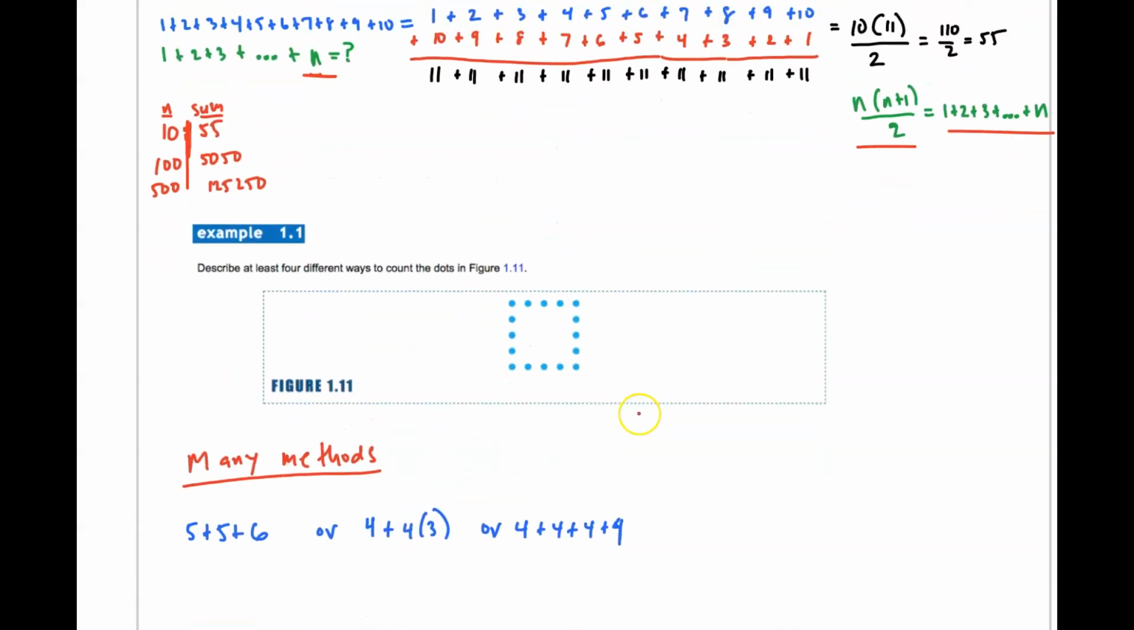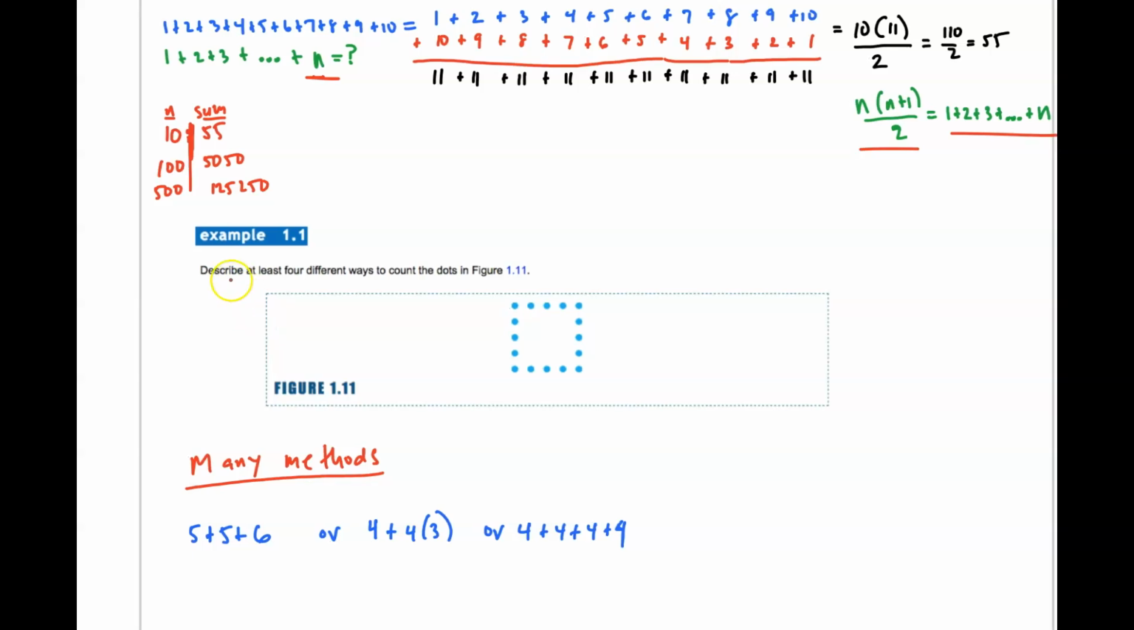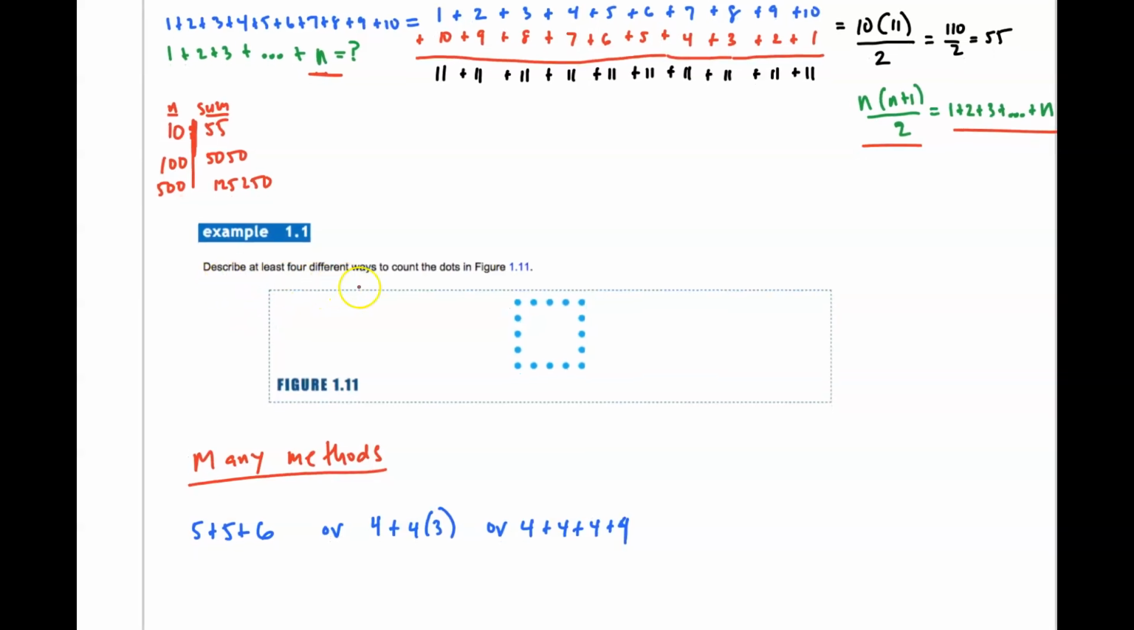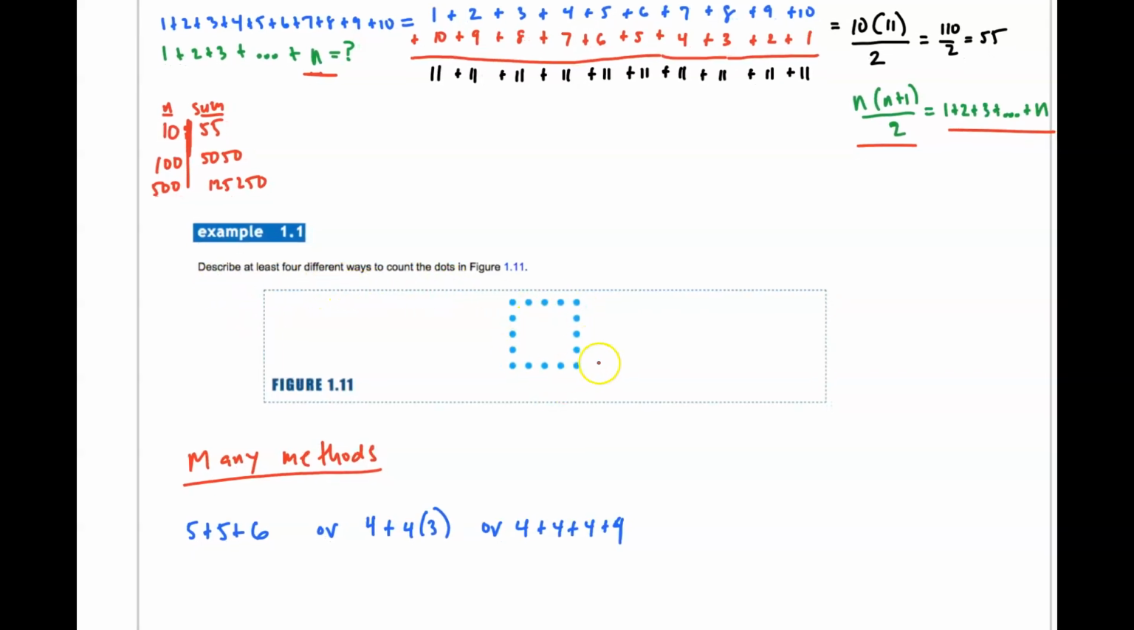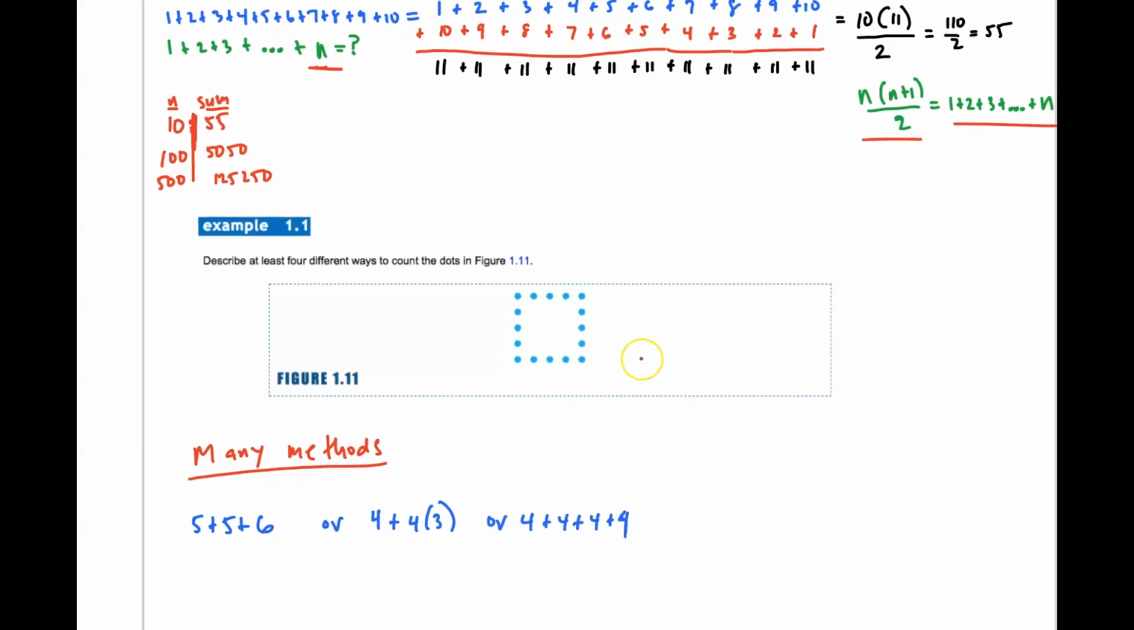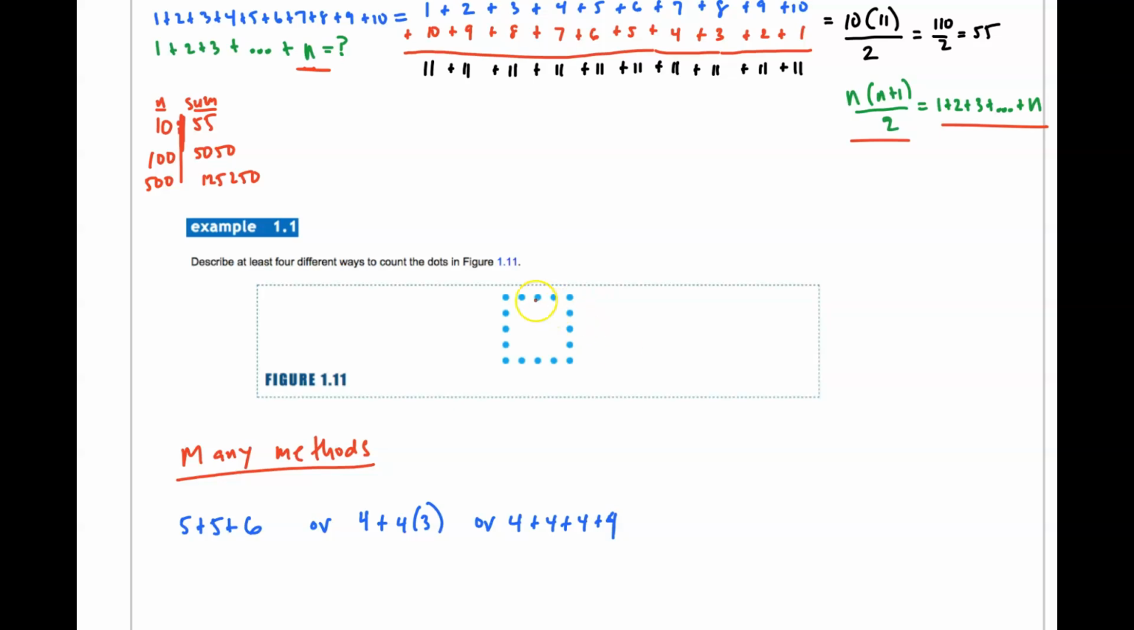These may seem simple, but the idea is to describe different ways to add these dots. And so I want you to think about that. Add them up, how many are there? What turns out is there are 16 dots there if you count them up. One way is just to count them.